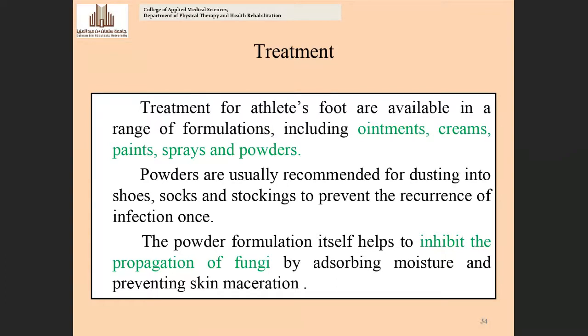The treatment is purely medical. Treatments for athlete's foot are available in a range of formulations, like fungal ointments, creams, paints, sprays, and powders. The powders are usually recommended for dusting into the shoes, socks, and stockings to prevent recurrence of the infection. These powders are applied inside the shoes and socks before wearing, which is one of the preventive measures against athlete's foot.